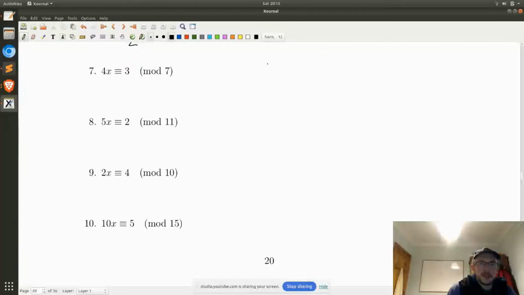Which number is 3 modulo 7? So that would be 3, 10, 17, 24, 31, 38, and so on. And which of these is a multiple of 4? 24. And it's the 6th multiple of 4. So the answer is 6.